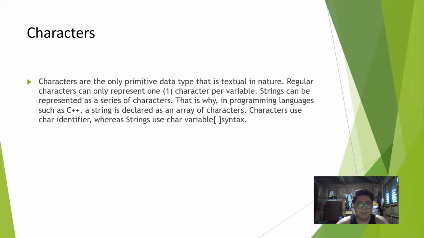Next is characters. Characters are the only primitive data type that is textual in nature. Regular characters can only represent one character per variable. Strings can be represented as a series of characters. This is why in programming languages such as C++, a string is declared as an array of characters. Characters use the char identifier, whereas strings use char variable array syntax.